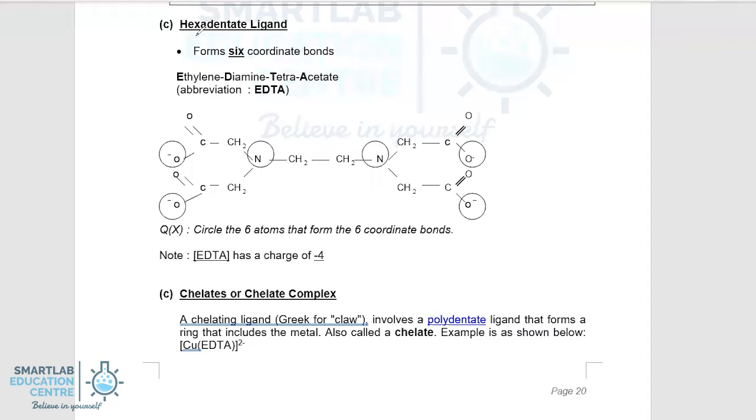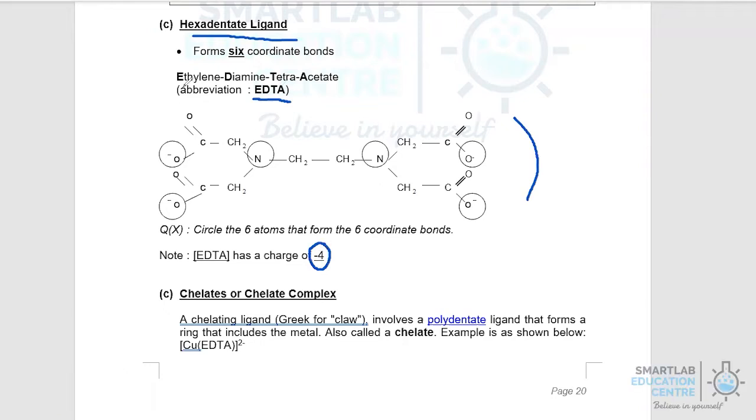The next example we look at is a hexadentate ligand. The hexadentate ligand, the short form is EDTA4-, and we have to remember that this ligand has 4 negative charges. In the exam, you'll be expected to know that it has 4 negative charges and it will not be told to you. So what does EDTA stand for?